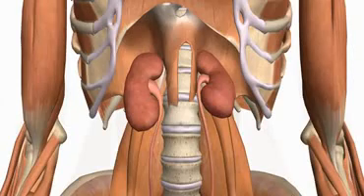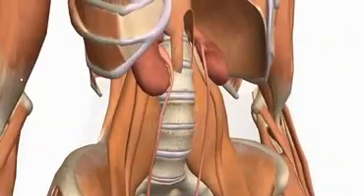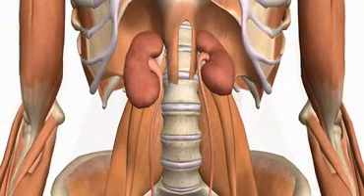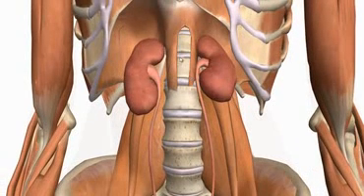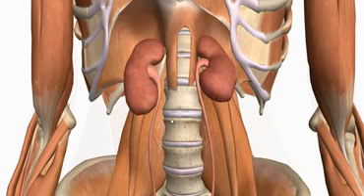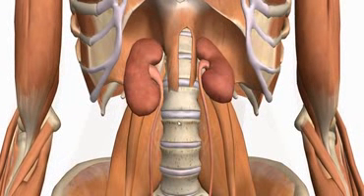You can see here that they sit on the posterior abdominal wall, and they sit either side of the vertebra. They sit at roughly the level of T12 down to L3. So we've got T12 up here and L3 is down here. They're not quite shown as extending that far, but most textbooks say they extend from T12 down to L3.